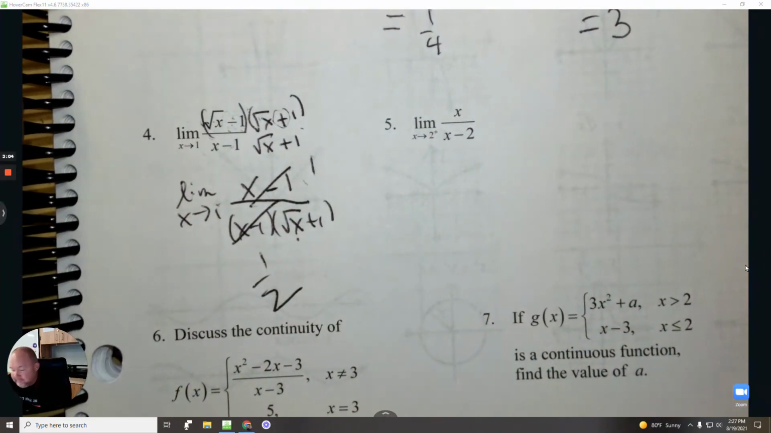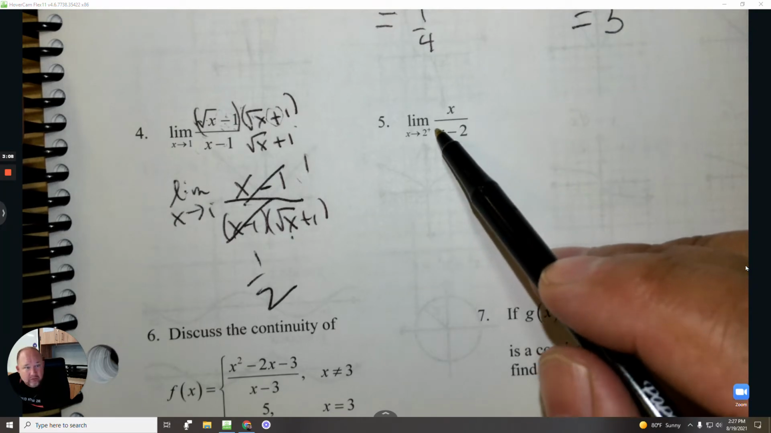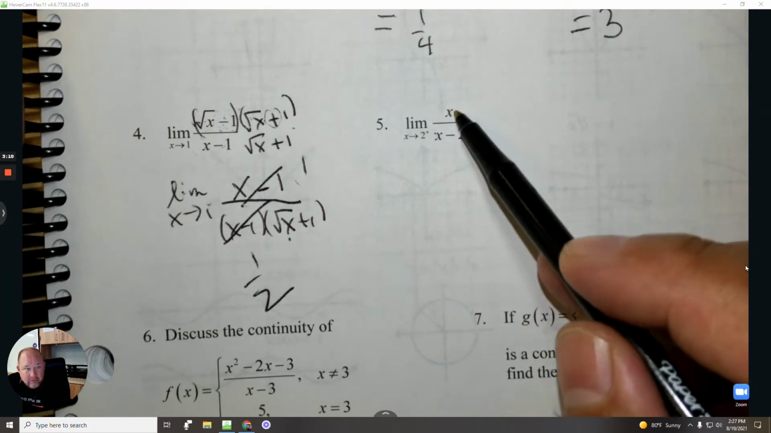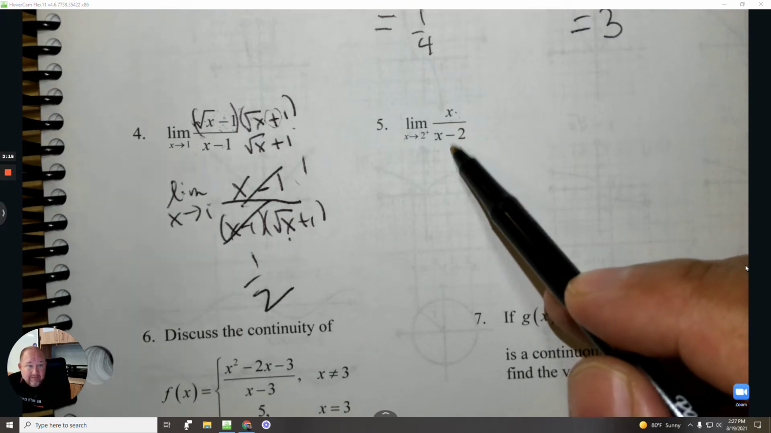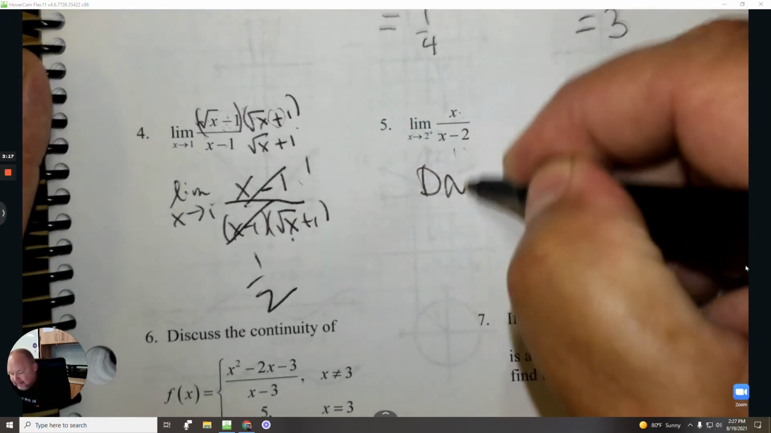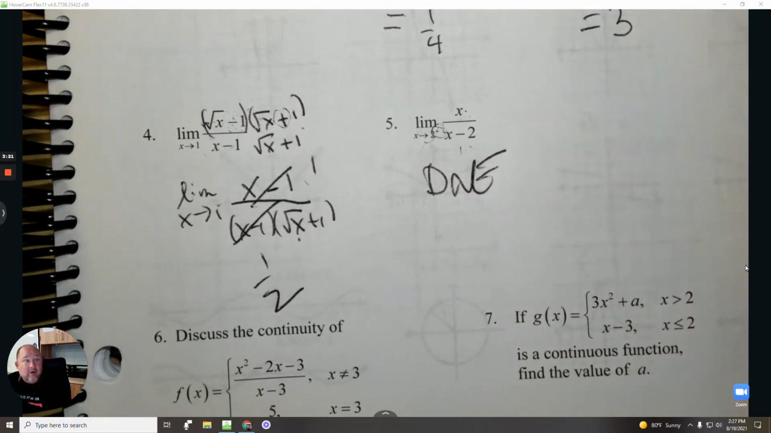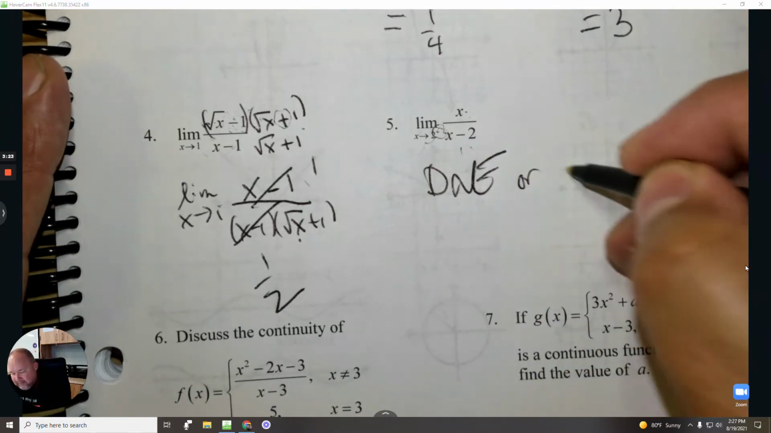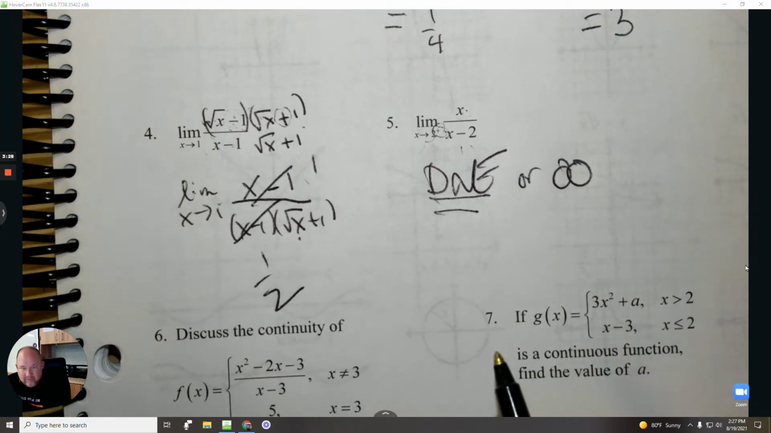Number 5. If I plug in 2 here, I get 2 over 0. 2 over 0 is not indeterminate. This is simply undefined and this limit does not exist. Because it's from the right, you could write down on the right side it's going to infinity, but when it's at an asymptote, you can write down it does not exist.